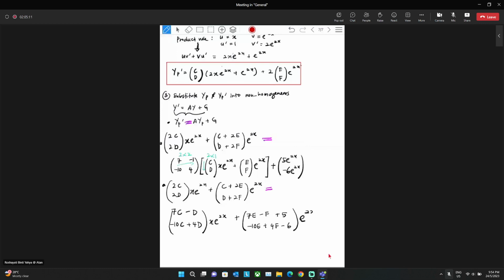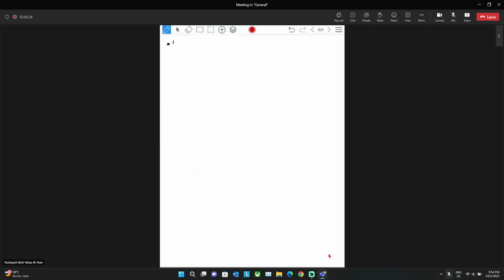So go for the next. After substitute, you go for equating coefficient.